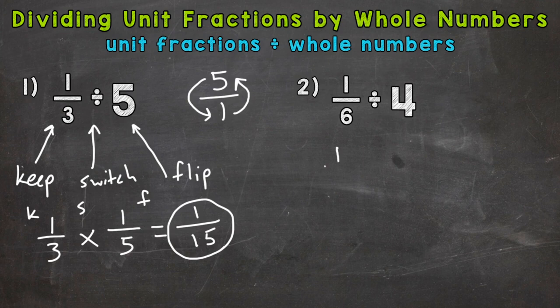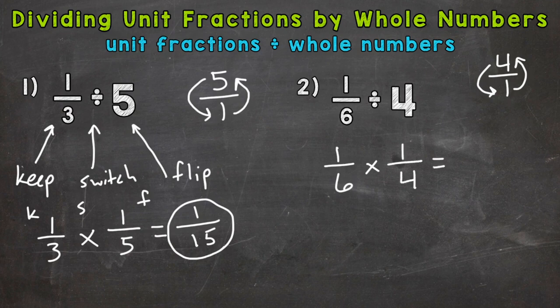So keep, switch, and remember, we can put any whole number over 1 to put it into fractional form. So now we can flip here, and we have 1/4. 1 times 1 is 1. 6 times 4 is 24. So we get 1/24. We started with 1/6, a fraction less than a whole, and we split it into 4 equal groups, and each of those groups has a value of 1/24.